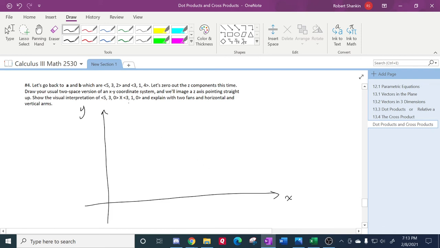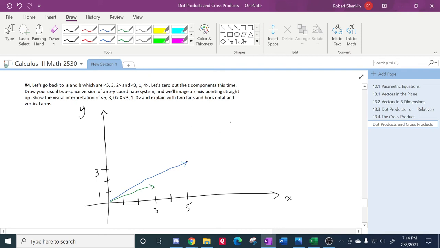Okay, X and Y. So I'm going to put 3, 1. We'll make one of them blue and the other one green. And imagine the z-axis is turning up and growing.